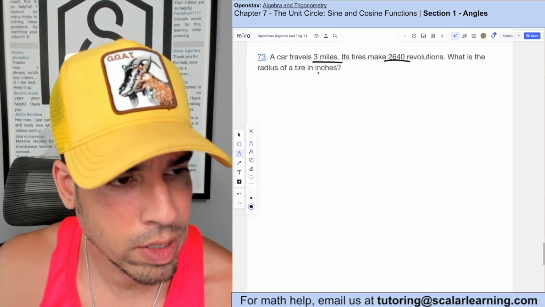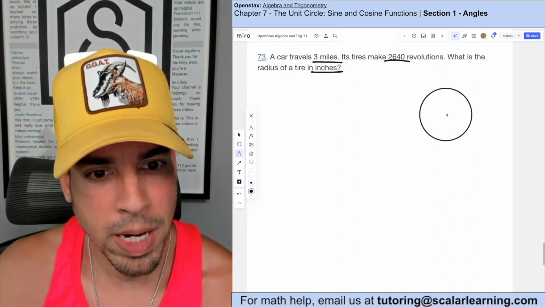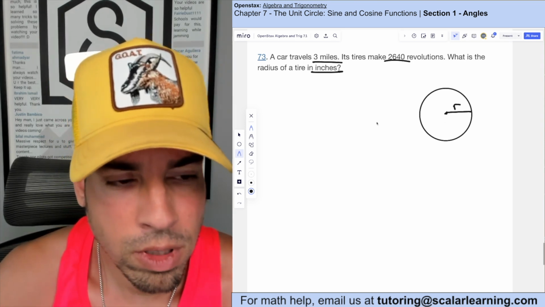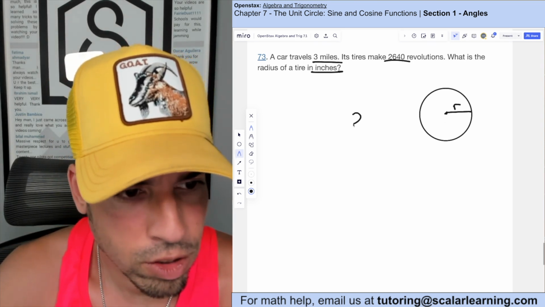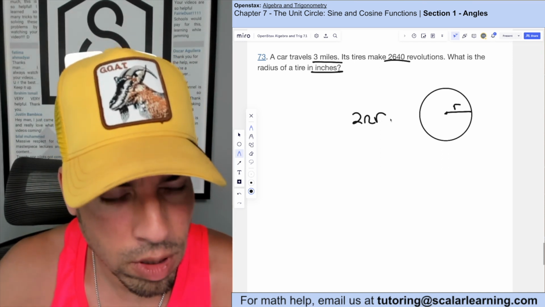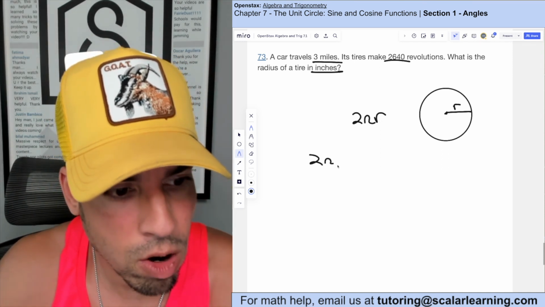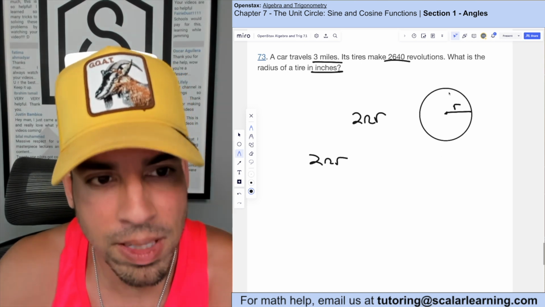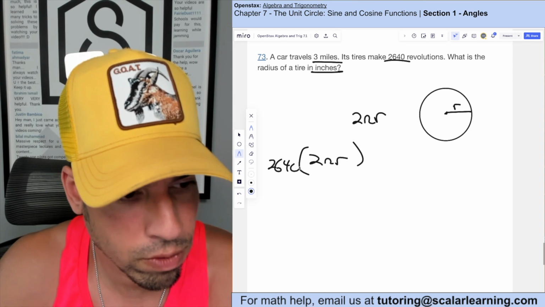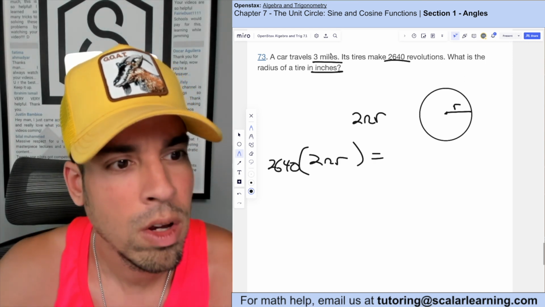A car travels 3 miles and the tires make this many revolutions. What is the radius of a tire in inches? So first we imagine a tire having some sort of a radius here. And the circumference of this tire is 2 pi times the radius. Now we want to take this circumference, 2 pi r, and we're traveling that distance, that circumference, this many times, 2,640 times, and we want this to equal 3 miles.